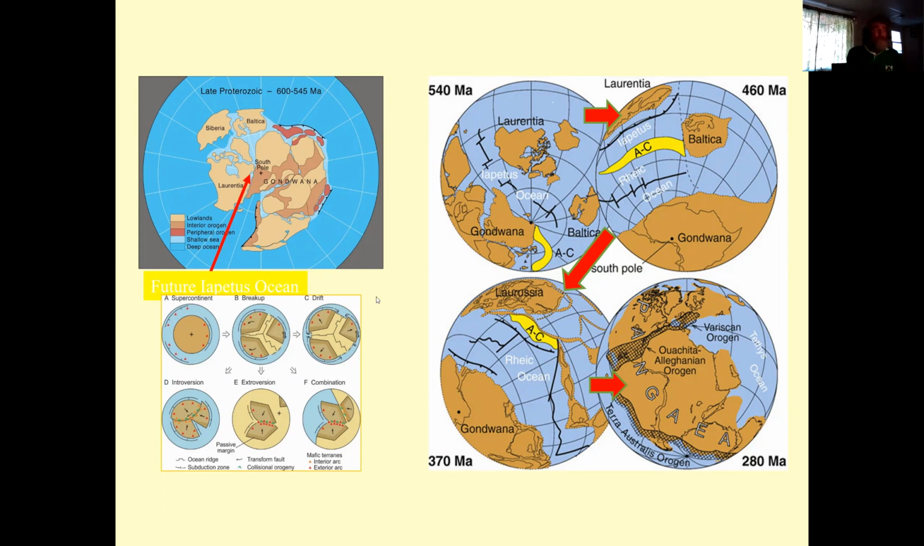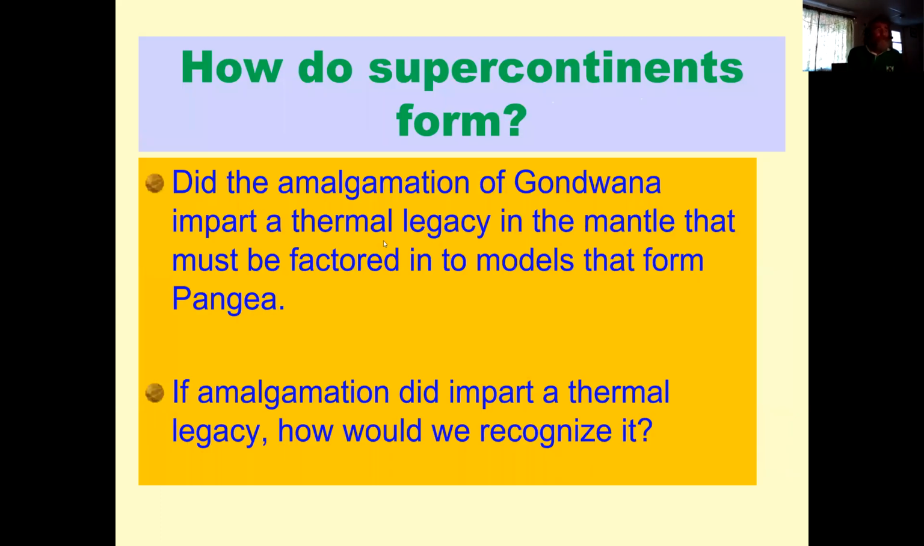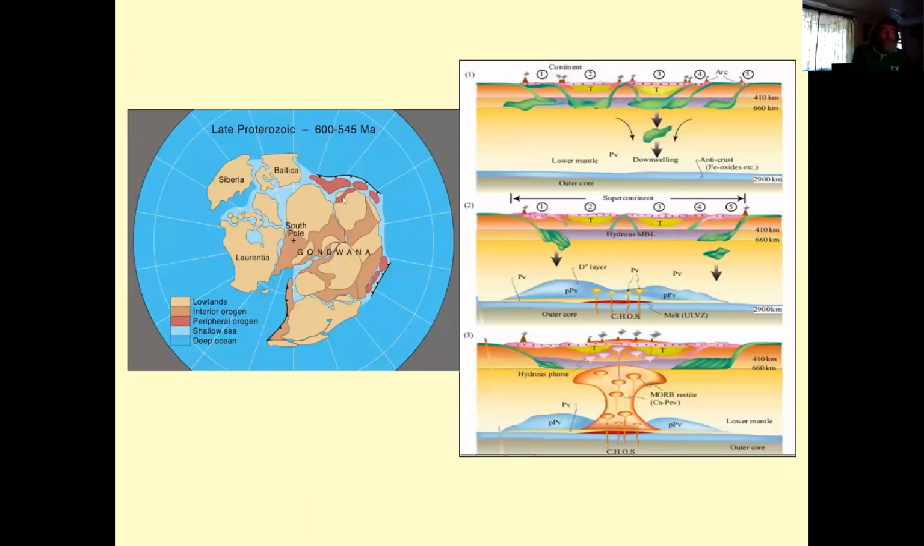So this becomes a controversy: did the amalgamation of Gondwana impart a legacy in the mantle that must be factored into models of Pangaea? And if it did impart a legacy, how would you recognize it? One way of conceptually viewing this: if these are the Pan-African orogenies, in these so-called interior orogens, there must have been oceans in between them. You see in the cartoon on the right, with subduction zones.